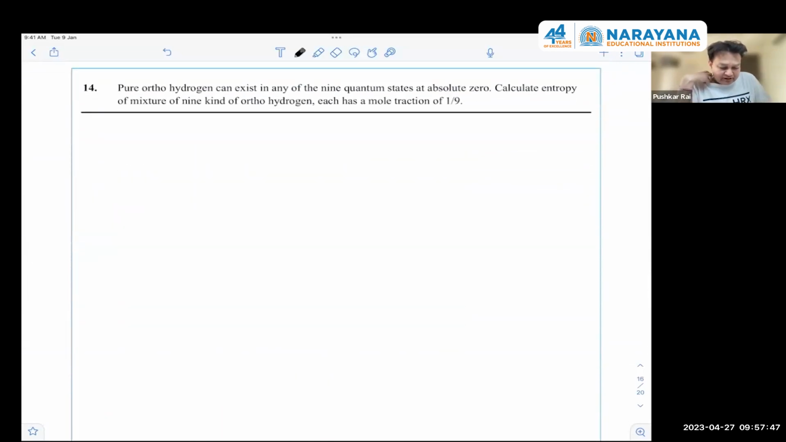Pure orthohydrogen can exist in any of the 9 quantum states at absolute zero. I think most of you will start responding now. As soon as you get to some quantum states and all this, everyone start responding. Okay. So pure orthohydrogen can exist in any of the 9 quantum states at absolute zero, and you already know there are ortho and parahydrogen. Calculate the entropy, each of the states having a mole fraction of 1 by 9. Everything is revised. Simple questions are revised. All the questions are revised.